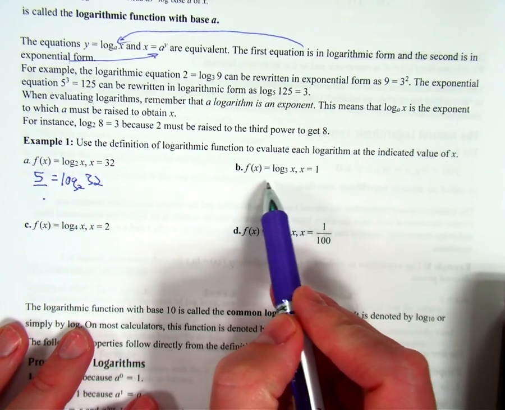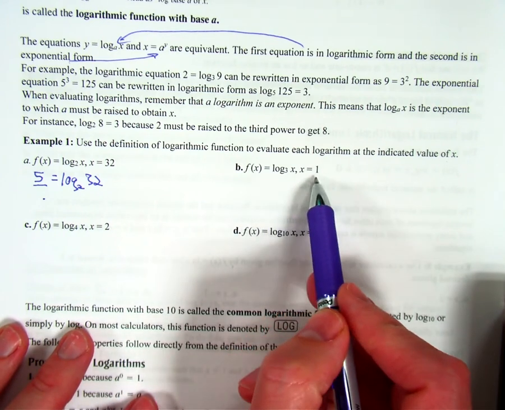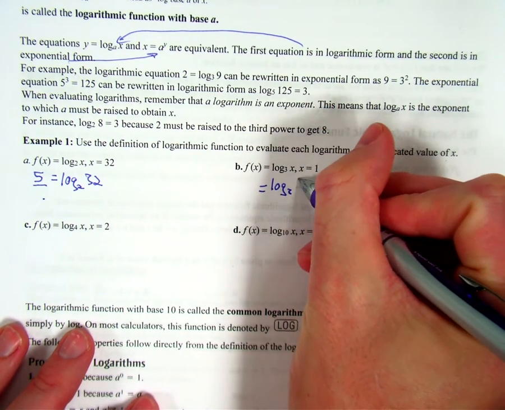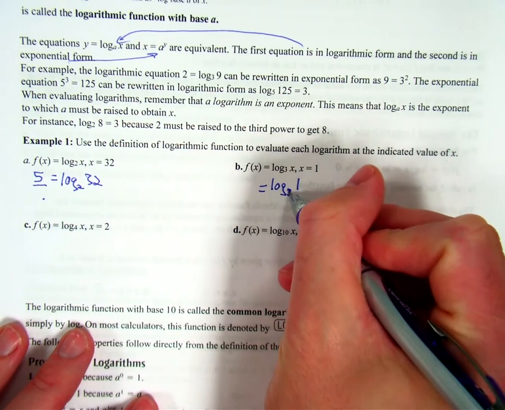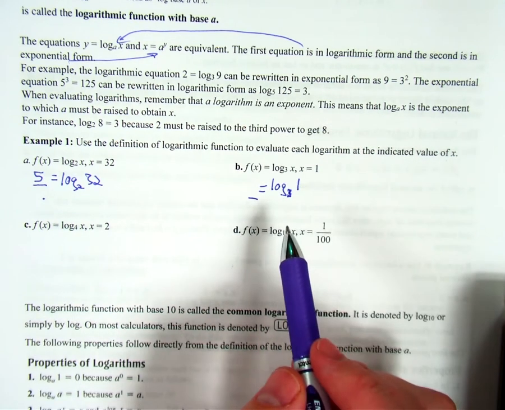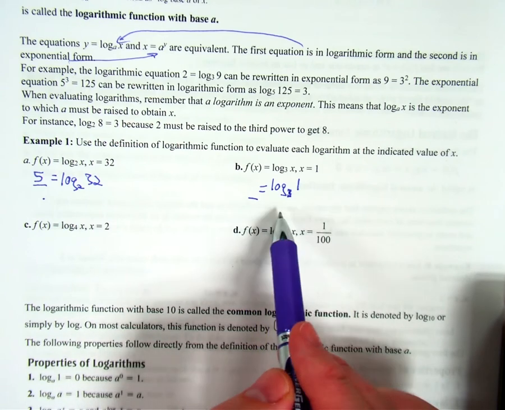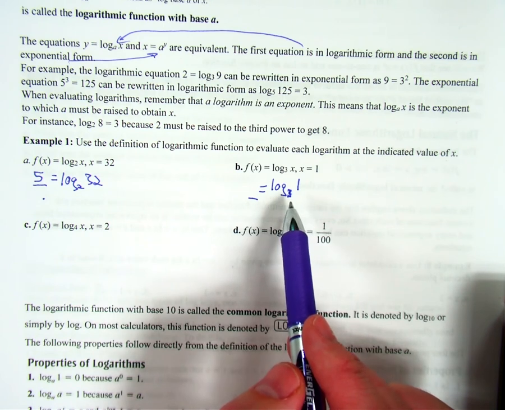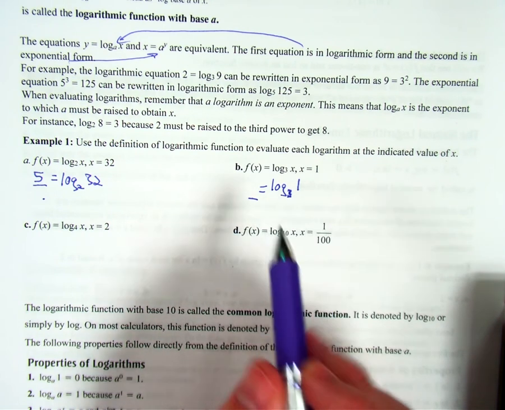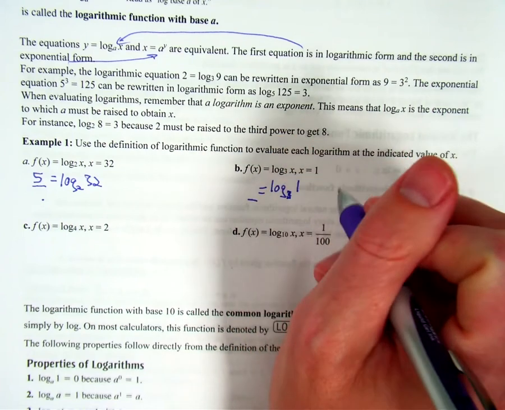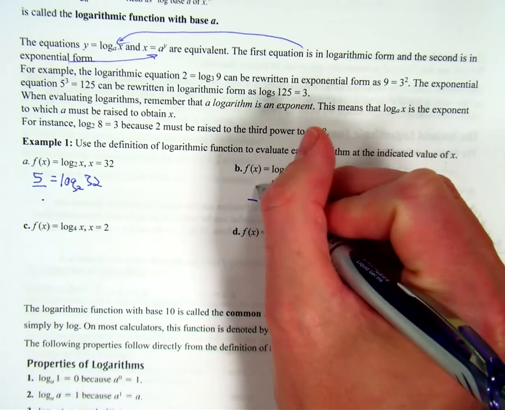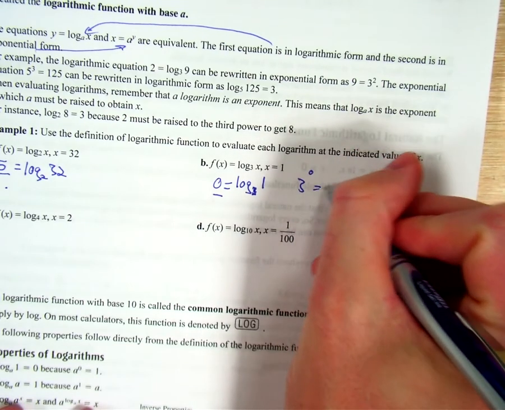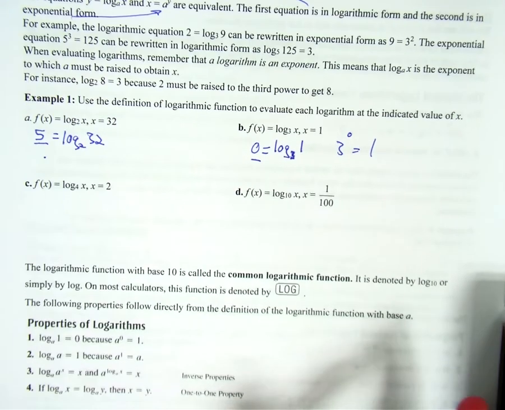Okay. f of x equals log base 3 of x. What if x is 1? So log base 3 of 1. What power of 3 gives me 1? Well, 3 to the first is 3, so how do I get to 1? Okay, it's a tricky one. Any base to the power of 0 will give you 1. 3 to the 0 power is going to be 1.